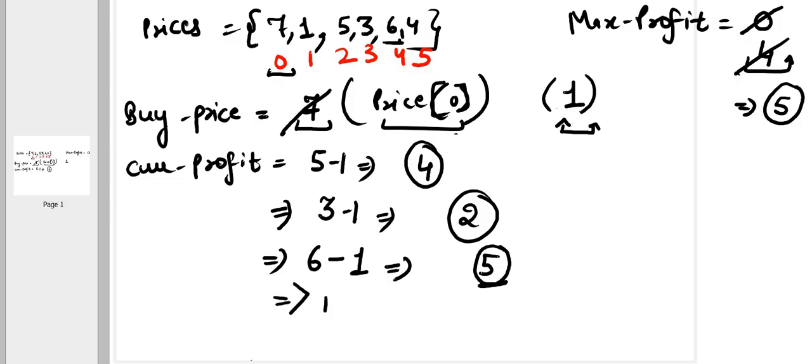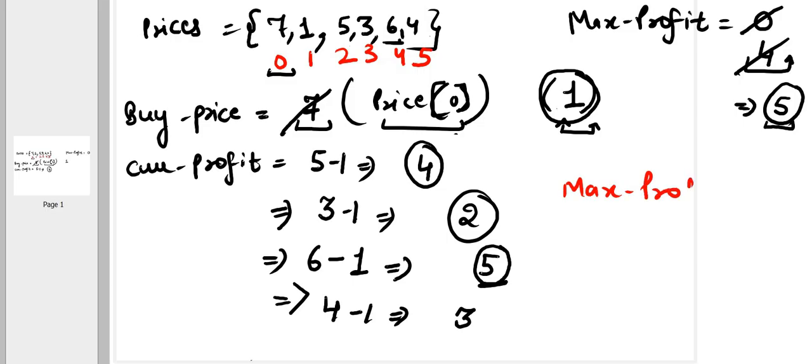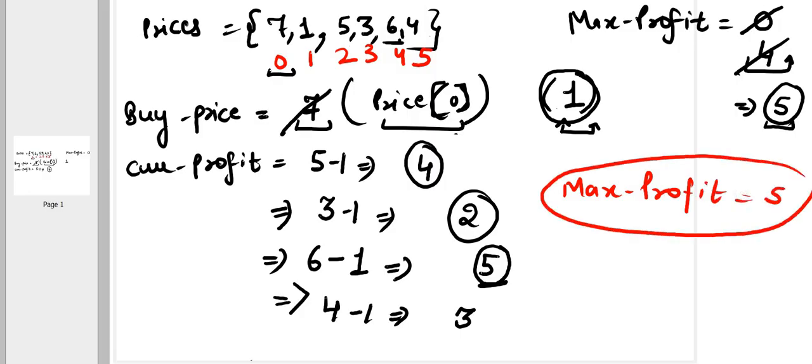Move on to the next index, 4. 4 minus 1 is 3. Still your maximum profit remains the same, 5, correct? So we have reached the last index and we found that the minimum price is 1 and the maximum profit. So what would be your output? Maximum profit would be 5. Correct? So this should be your output. Correct? So now let's write the programmatic solution for it.